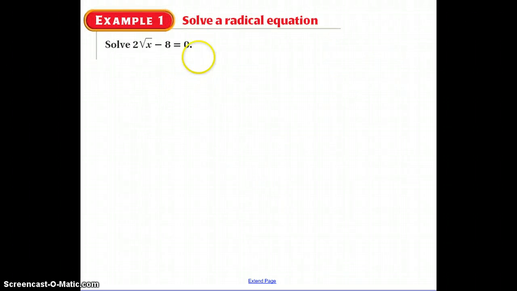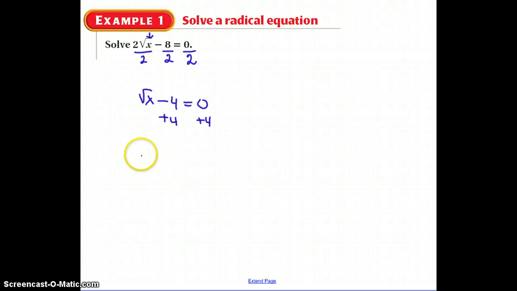Alright, so here's our first equation. And what we're going to do is isolate our square root of x first. So we can divide everything by 2, and we get square root of x minus 4 is equal to 0, and then I'm going to add 4 to both sides, and we're going to square the left side and square the right side, and we get x is equal to 16.